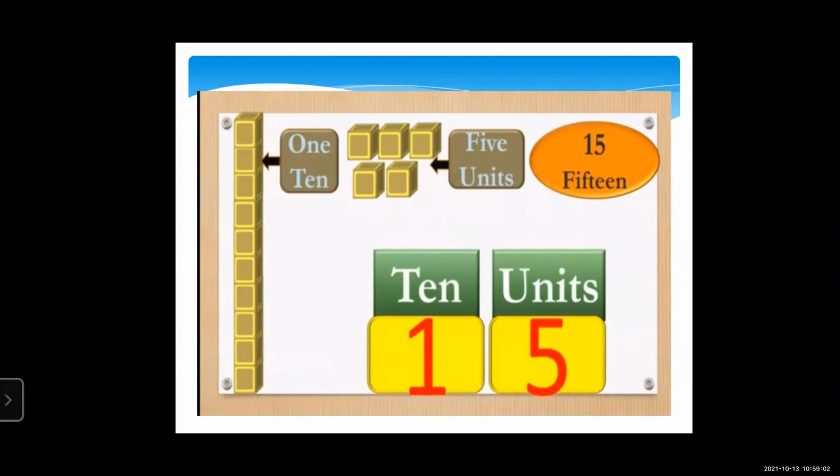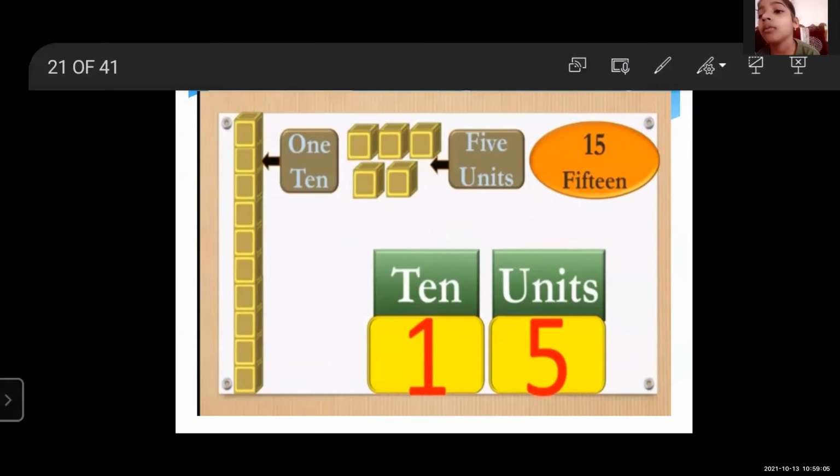These are in one group, that is called 10. And add the 5 units. 5 units means 5 separate blocks. 1, 2, 3, 4, 5. So 10 plus 5 is equal to the number 15. And how to write the number 15? On the unit place, you have to write 5. And on the 10 place, you have to write 1. How to spell the word 15? F-I-F-T-E-E-N. 15.